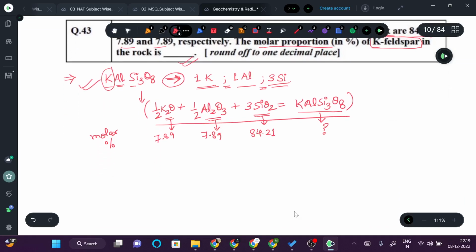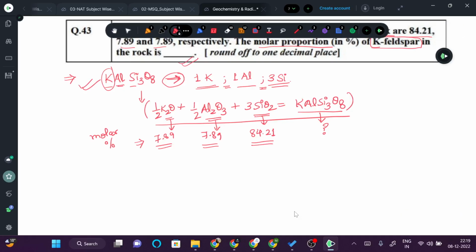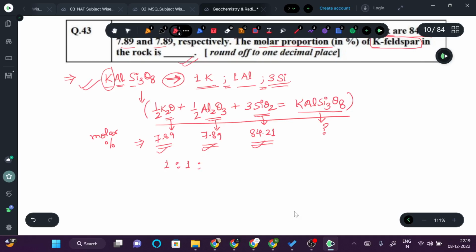So firstly, what I was talking about, the very first approach should be, these values are given, right? You have a calculator in your exam. Always first calculate the ratios in which these values are given. Now quickly tell me what will be the ratio. This is 1:1:. What will this be? 84.21 divided by 7.89. What will be 84.21 divided by 7.89?